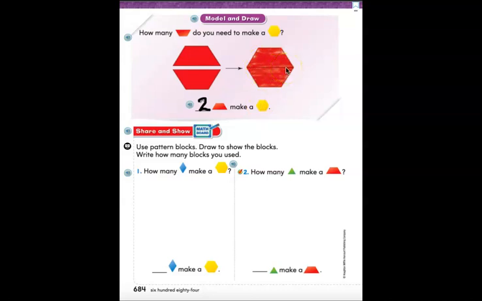Okay, this is a little harder without actual blocks. That's why I'm trying to work you through it to help you to visually see it. Okay, number 1, this one is hard to see unless you actually, once I draw it, you're going to be like, oh my goodness, I totally see that. But when you're just thinking about it, 1 is hard to see. So we're going to use pattern blocks. We're going to draw to show the blocks and write how many blocks you used. How many diamonds make a hexagon? Okay, so I'm going to use my pen and I'm going to start with a sideways diamond, kind of.